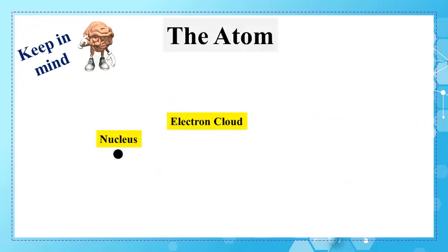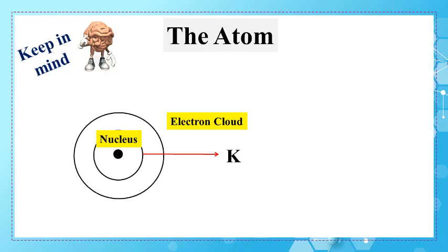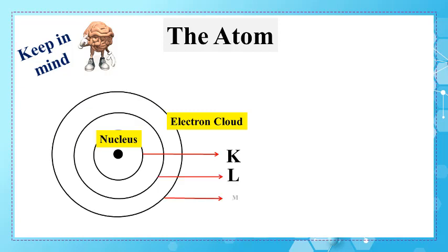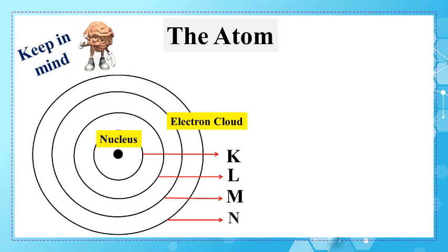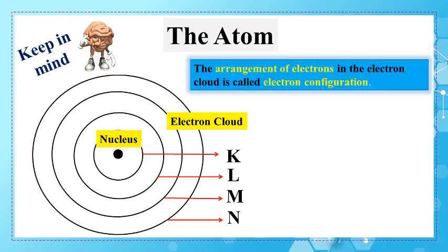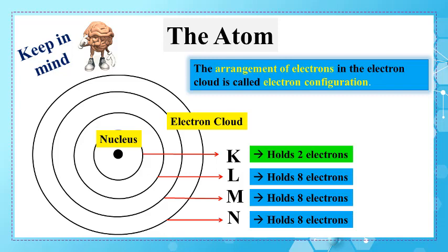Dear students, keep in mind that the atom is made up of nucleus and electron cloud. Around the nucleus we have 4 energy levels. The first energy level is K, the second is L, the third is M, and the fourth is N. And the arrangement of the electrons in the electron cloud is called electron configuration, where the K energy level can hold only 2 electrons, while the energy levels L, M, and N can hold 8 electrons each.